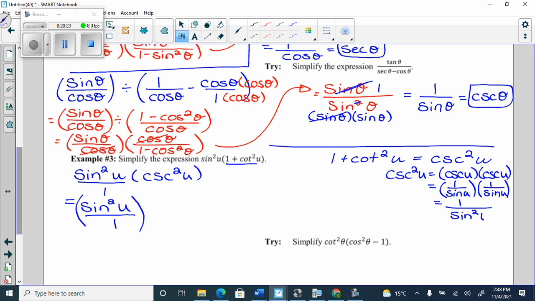So that's why the single ones, cosecant u is the same as 1 over sine u, cosecant squared u is the same as 1 over sine squared u. I can just replace.